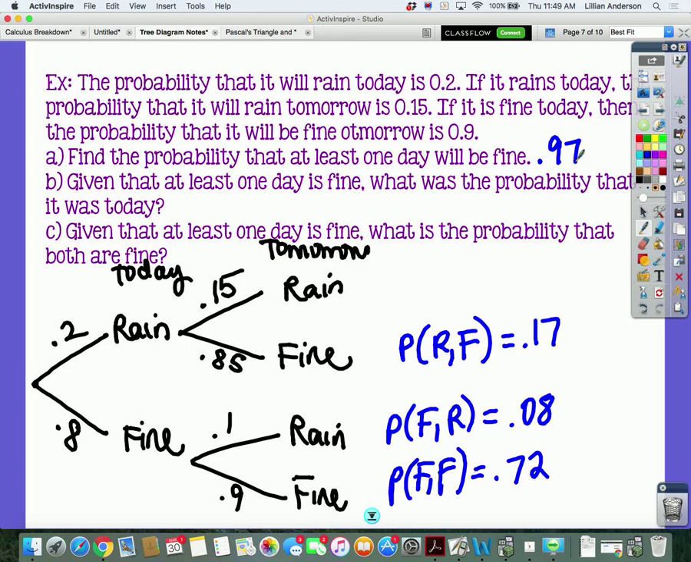Wait, so what about it doesn't rain? It rains today, but not tomorrow. That's the 0.17. So if it rains today, but not tomorrow, that means it's fine tomorrow. No, I mean it rains both days. So then that's a separate probability. That's another probability. I just didn't need it to answer part A, so I didn't do it. But we can do it. What is that probability? 0.03. And again, all four of these add up to one whole.